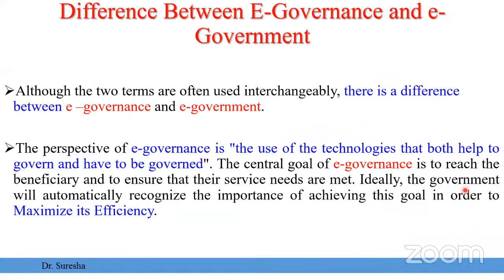So, the difference between e-government and e-governance. Although the two terms are often used interchangeably, there is a difference between e-governance and e-government. This paragraph you have to understand very easily. The perspective of e-governance is the use of technologies that both help to govern and to be governed. Very important. So you have to control, how you are going to control, how you are helping people. The central goal of e-governance is to reach the beneficiary to ensure that their service needs are met. Ideally, the government will automatically recognize the importance of achieving this goal in order to maximize efficiency. Efficiency and cost is very, very important.